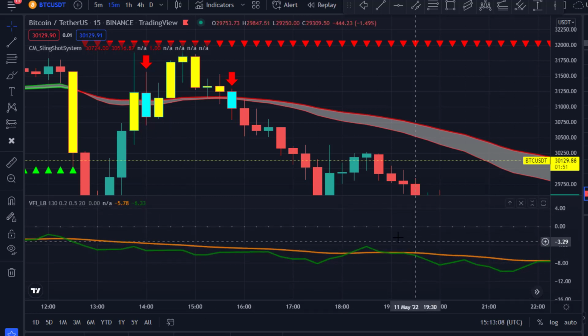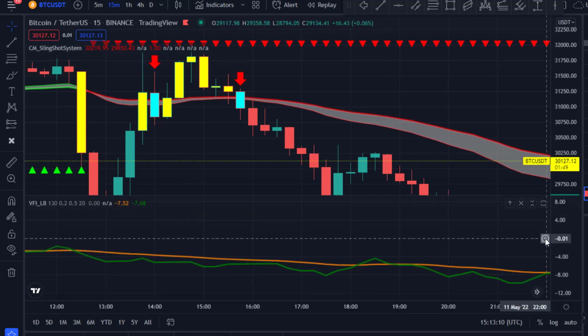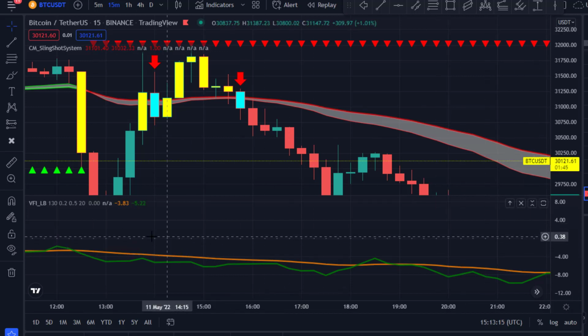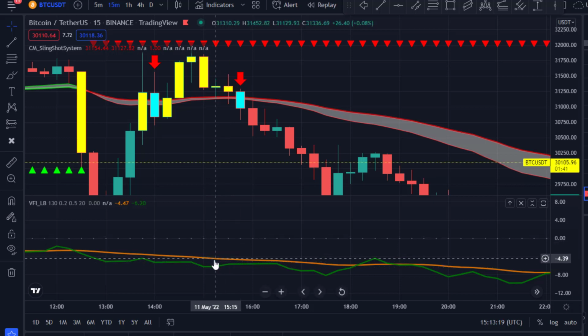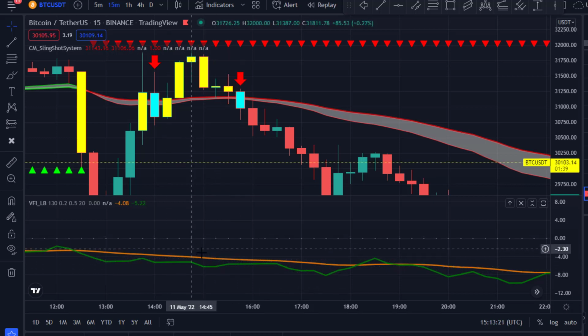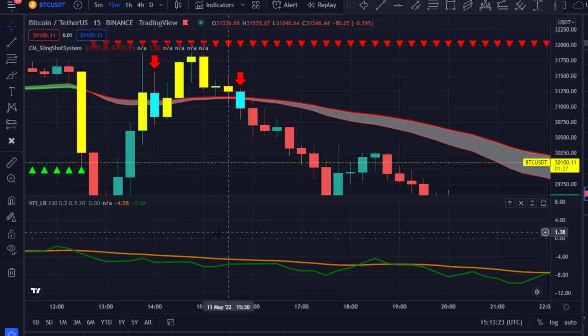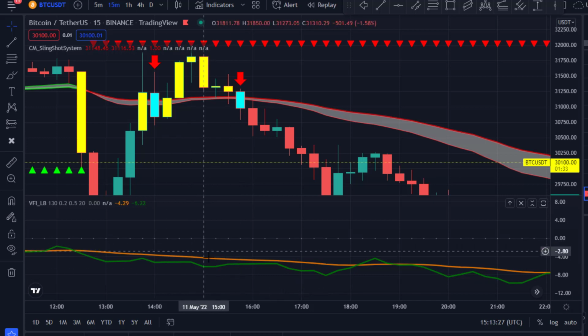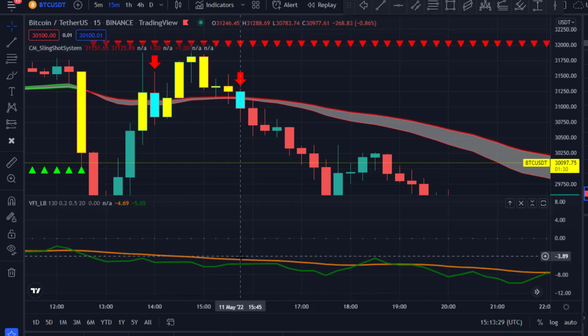Well, let's move on to the next condition. Here we have a zero line on our second indicator, which is very important to us. To enter shorts, these two yellow and green lines must be below the zero line. And what is the last condition? For short positions, the green line should be below the orange line.